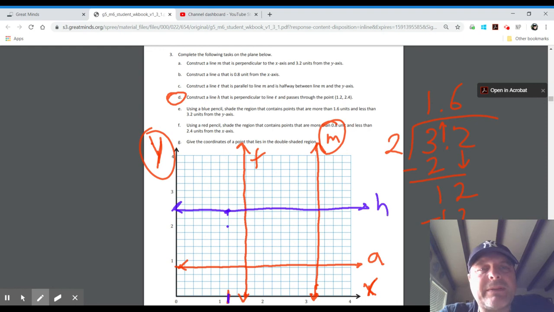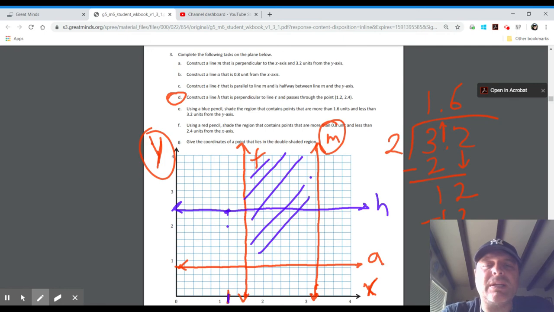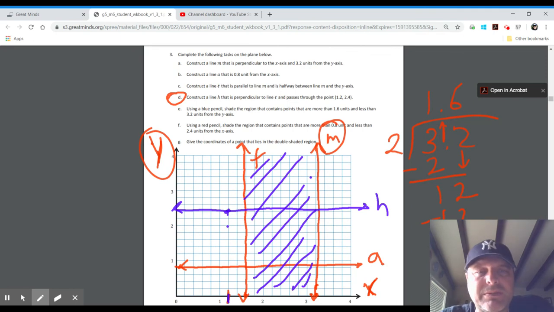Now it says, using a blue pencil, shade the region that contains the points that are more than 1.6 units and less than 3.2 units from the y-axis. So it's more than 1.6, which is line T, but less than 3.2, which is letter M. Between T and M is what they want me to shade, so I'm going to shade that whole area between those two.